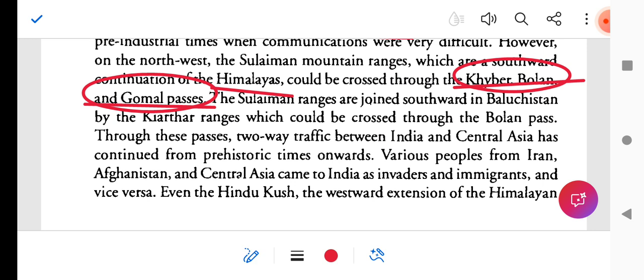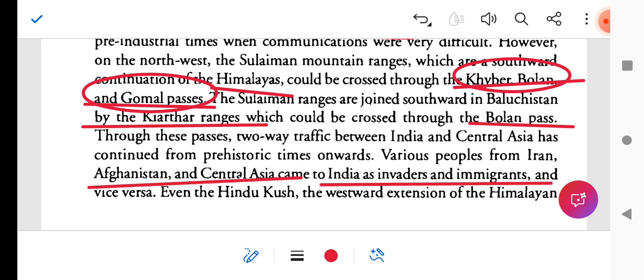The Suleiman ranges are joined southward in Baluchistan by the Kirthar ranges, which could be crossed through the Bolan Pass. Through these passes, two-way traffic between India and Central Asia has continued from prehistoric times onwards. Various peoples from Iran, Afghanistan, and Central Asia came to India as invaders and immigrants, and vice versa.